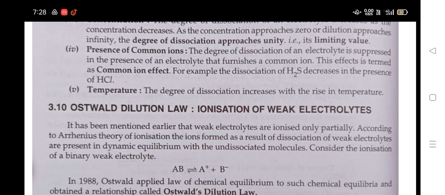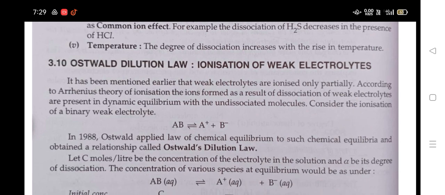Ostwald dilution law, ionization of weak electrolyte. It has been mentioned earlier that weak electrolytes are ionized only partially. According to Arrhenius' theory of ionization, the ions formed as a result of dissociation of weak electrolytes are present in dynamic equilibrium with the undissociated molecules. Consider the ionization of a binary weak electrolyte: AB ⇌ A⁺ plus B⁻.